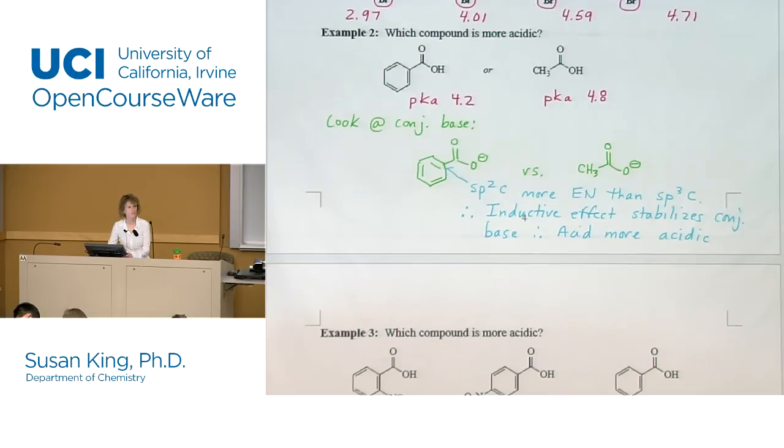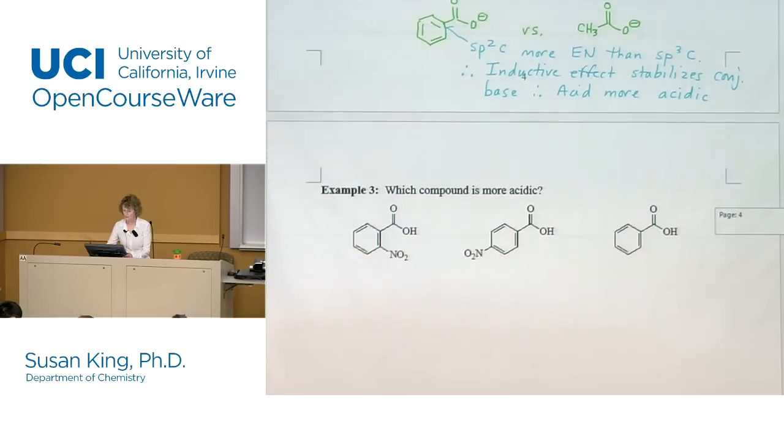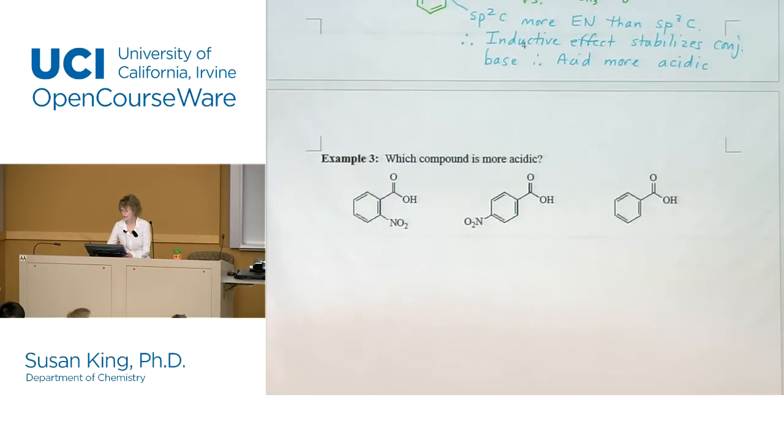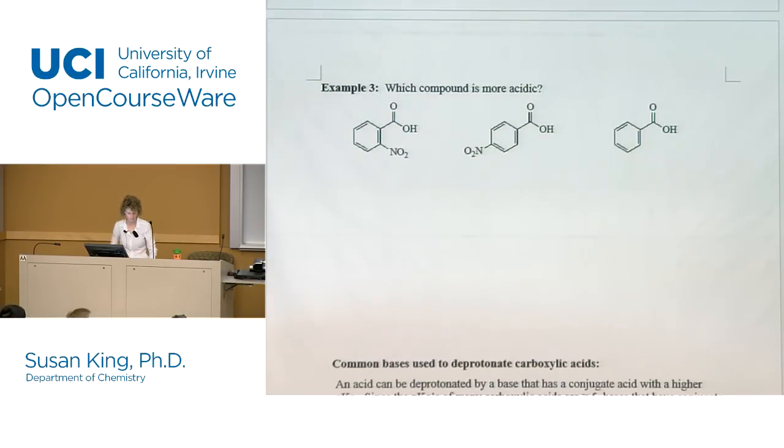All right, so might have some carboxylic acid acidity trends on midterm 1. Pretty darn likely. That's sort of a must, okay? All right, let's do one more example. Which do you think is the most acidic? First one, second one, third one? I heard it's the first one out there.